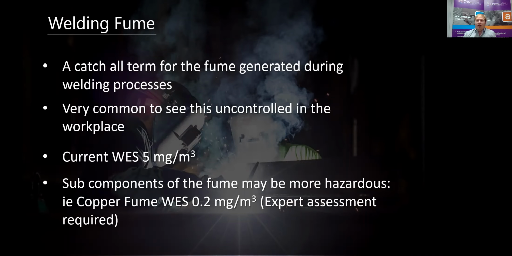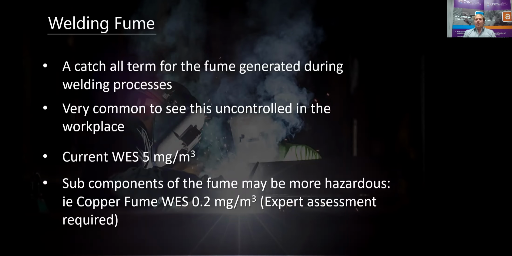Now, when evaluating the health risks in relation to welding, exposures to the individual metals, gases, and products of combustion should also be assessed. This is because many of the constituent metals and other relevant substances that may be found in the welding fume have workplace exposure standards that are significantly lower than the 5 milligrams per metre cubed, which is the WES for welding fume, and may significantly contribute to the health risk.